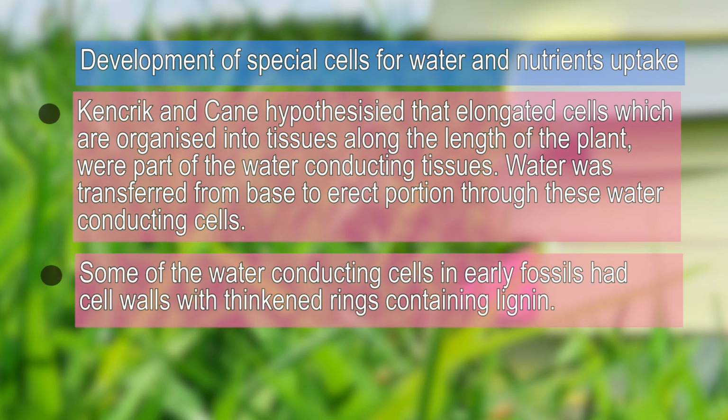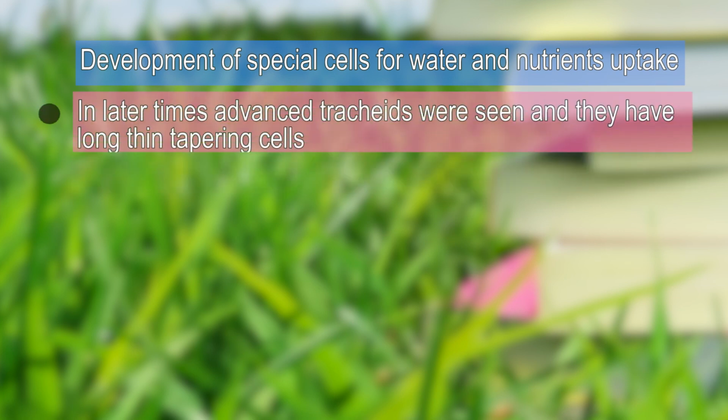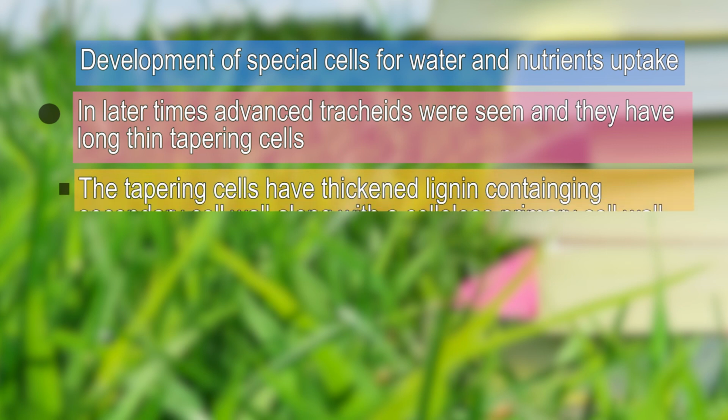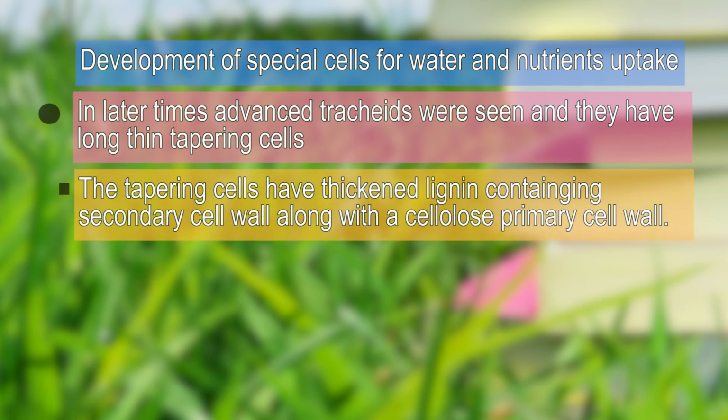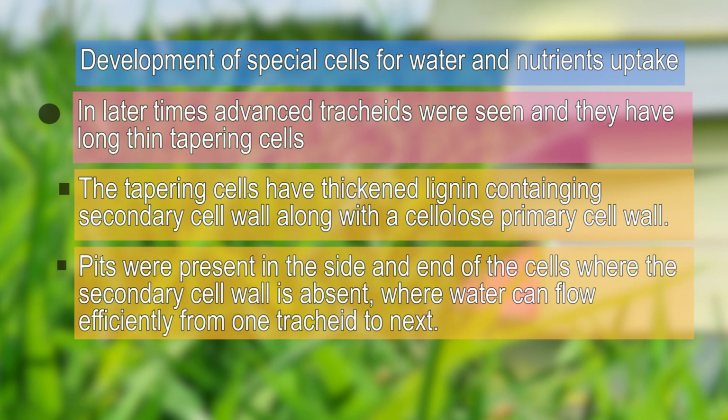Some of these water conducting cells had certain thickenings. Thickening occurs differentially to avoid the cell collapsing, and these thickenings can be helical, annular, reticulate or may have scalariform pitting. In later times, advanced tracheids evolved, and in these tracheids a thickened, lignin containing secondary wall along with the cellulosic primary wall was formed.